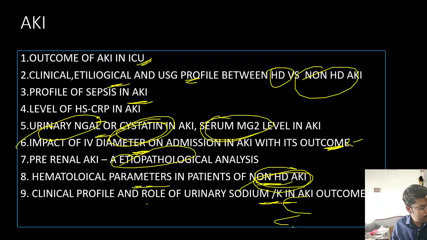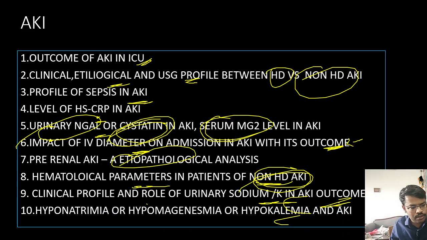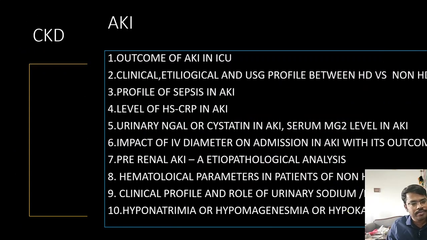What is it? It is nothing but you are checking the urinary sodium and potassium in AKI patients and comparing it with the outcome, how it correlates. So the number of research articles on this topic is very less. You can plan on this. Hyponatremia or any electrolyte and that correlation with the AKI outcome, whether the patient improved, whether the patient deteriorated, whether the patient landed in a dialysis-dependent state or expired. Within the electrolytes you can plan, and few topics which are related to CKD.